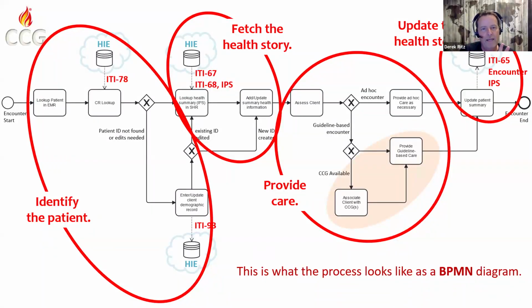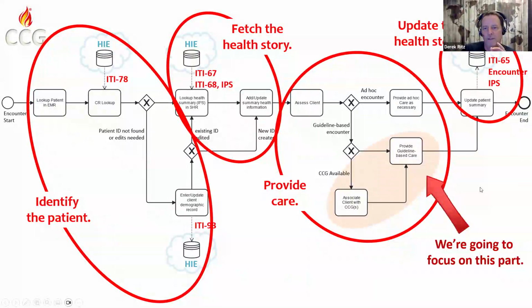Then you have to look up my information. There's a set of transactions that do that, including the specification for the IPS. Then you provide care to me, and then you update my health story and use ITI 65 to do that. You send information about the encounter, date and time, who was caring for me, where it was, all of that stuff, plus the updated IPS for Derek.